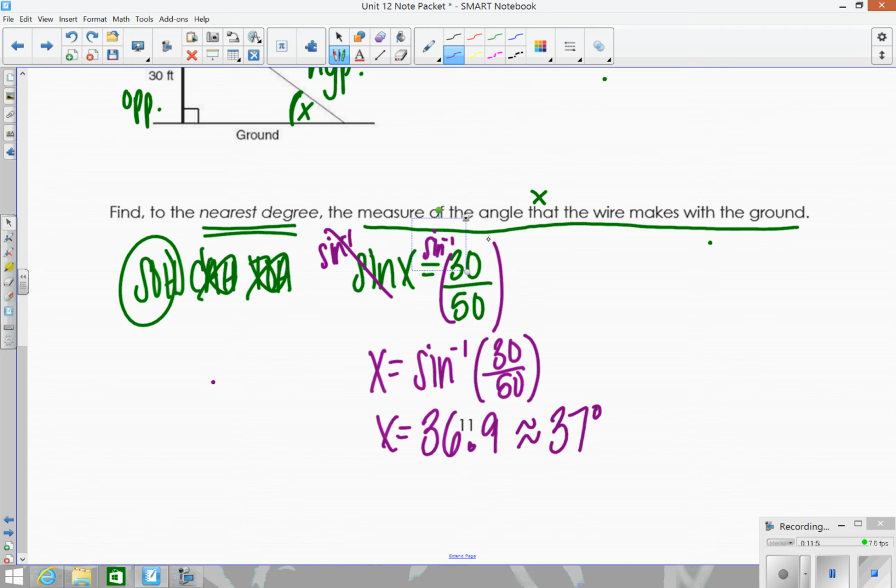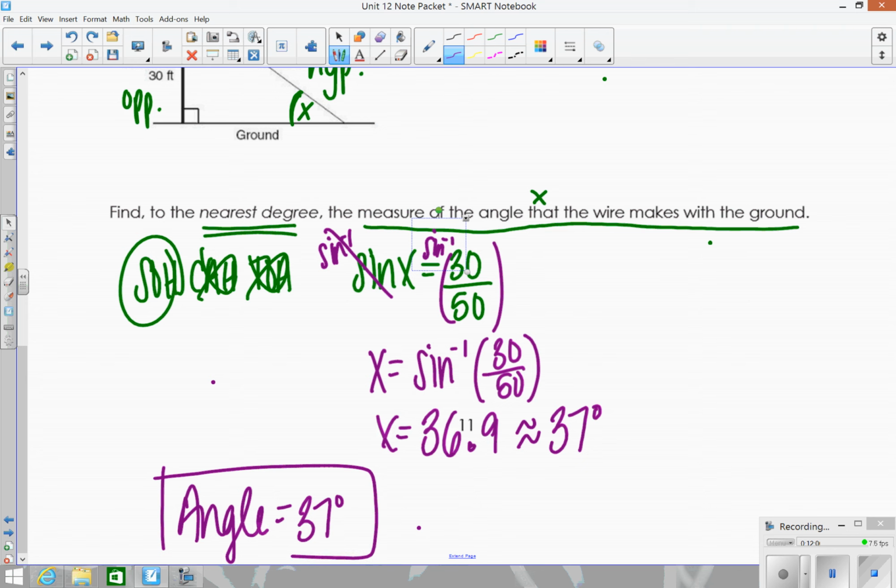So the angle to the nearest degree is going to be 37 degrees. So the angle that the wire makes with the ground is about 37 degrees. So I'm not going to rewrite all of that, but to answer the question, it's 37 degrees.